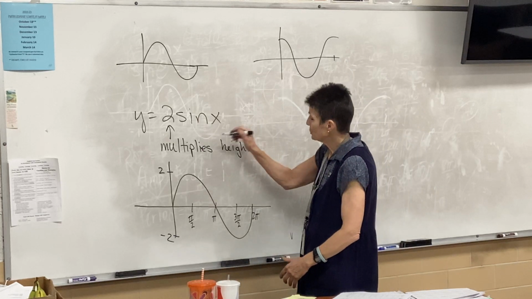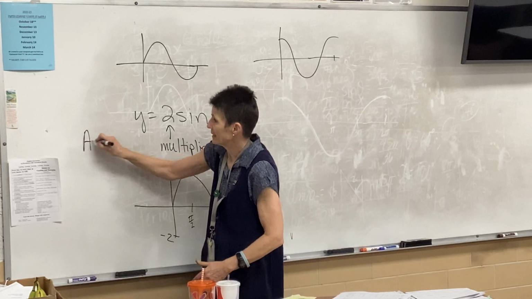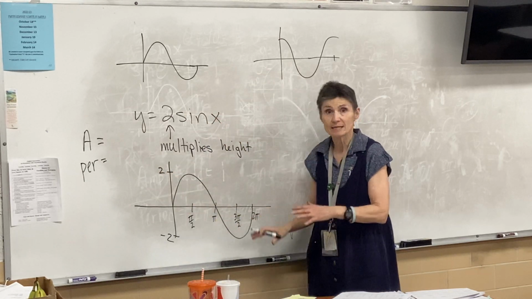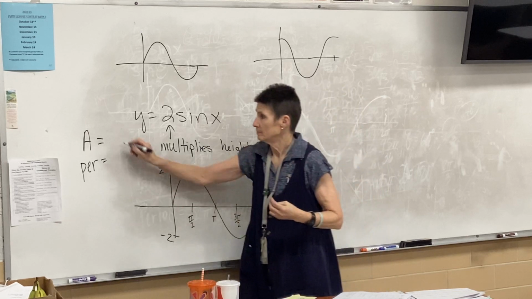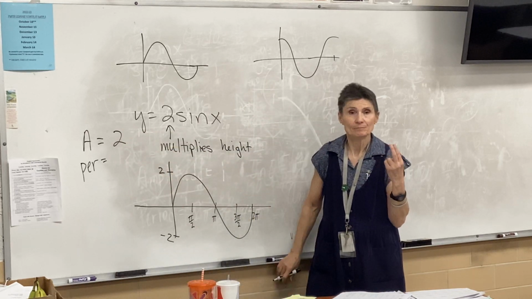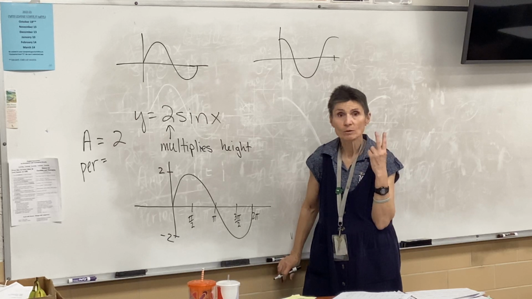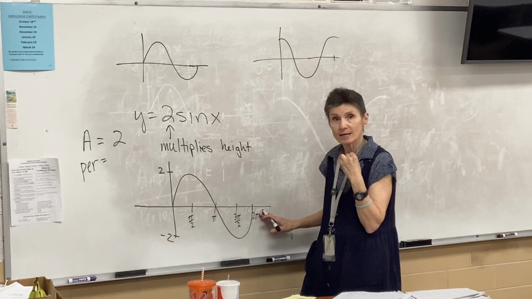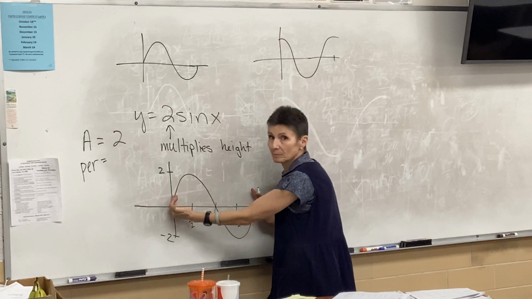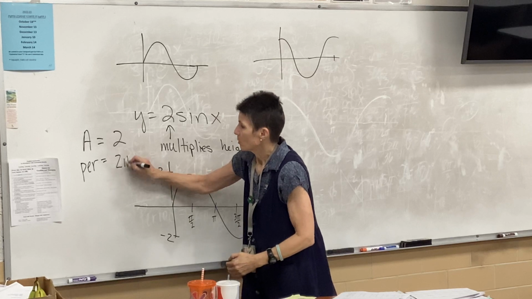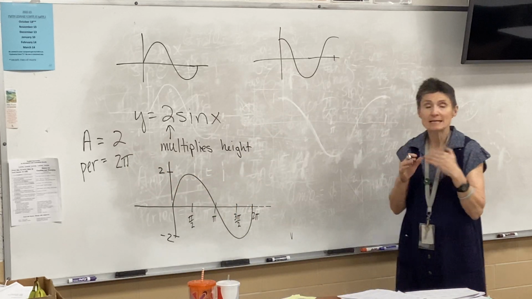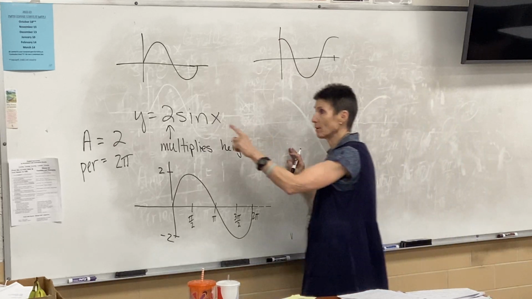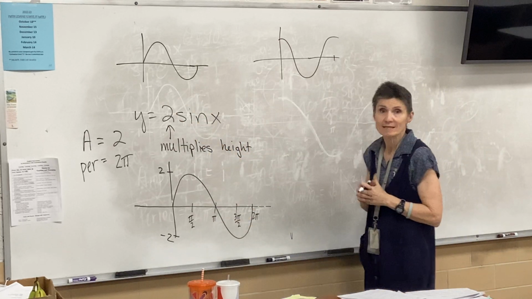The amplitude of this picture, we need to get in the habit of writing this down each time. The amplitude of this picture is now 2. Amplitude is height. The height is now 2. What about period? Well, the period hasn't changed. Period is here to here, which is 2 pi. We haven't put any numbers in the problem to change that. The only thing we did was put a number out in front, which makes the thing twice as tall.